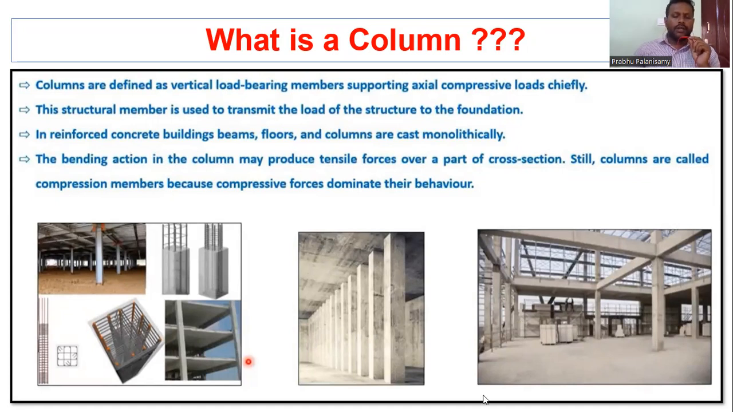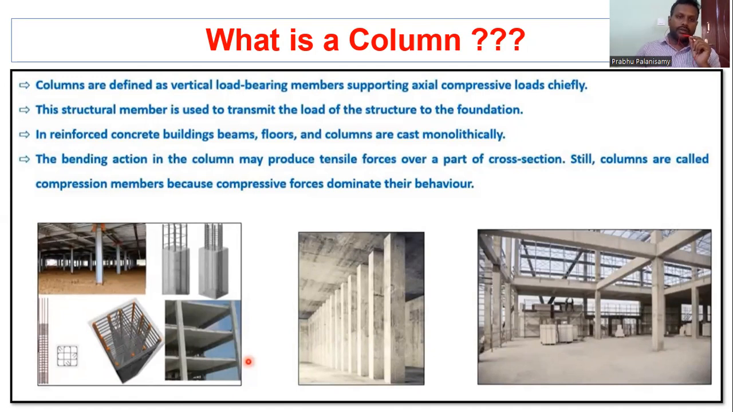What is a column? A column is defined as a vertical load-bearing member supporting an axially compressive load chiefly. So this is the main function. We may call it a function, or we may call it a definition of a column. This member transmits the load of the structure to the foundation. This is the main role of the column here.